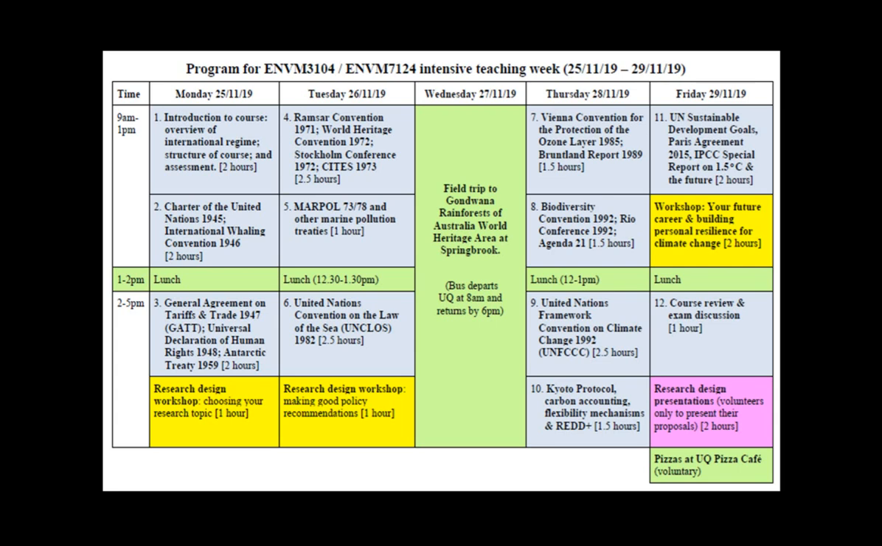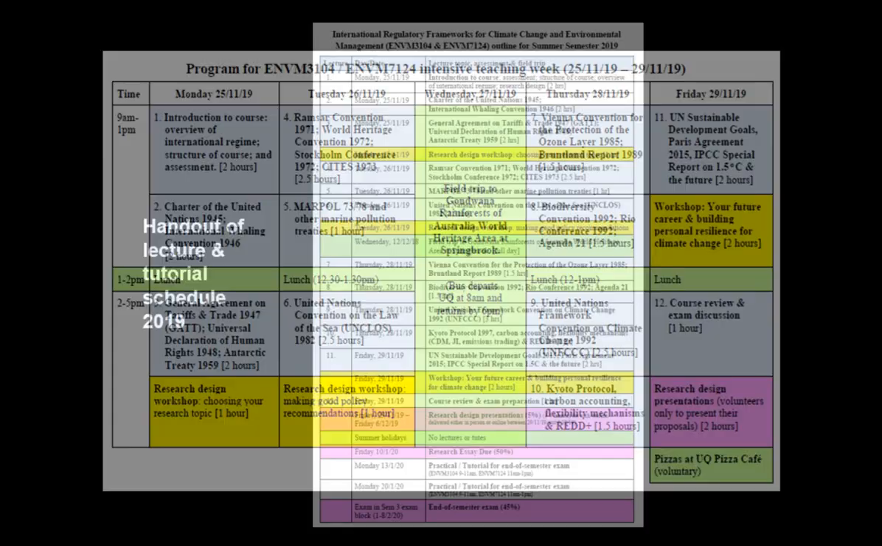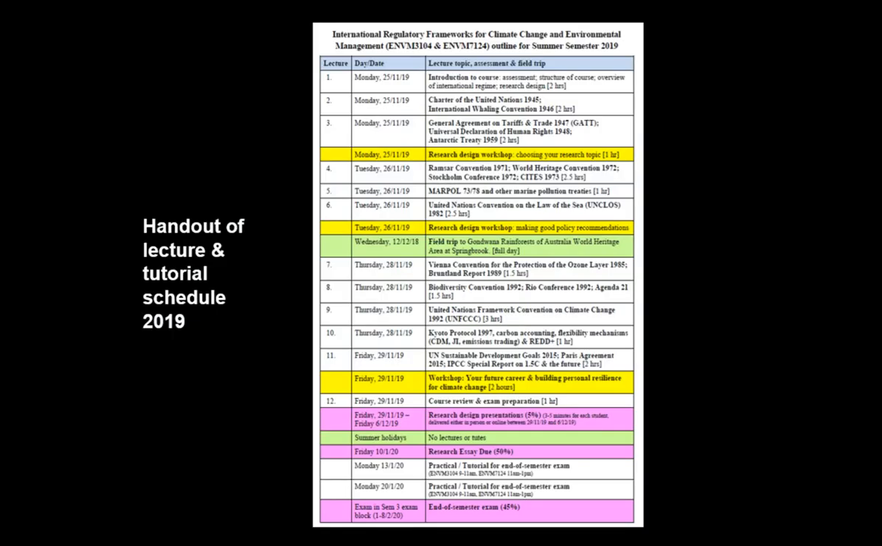And then after lunch, the General Agreement on Tariffs and Trade, the Universal Declaration of Human Rights, and the Antarctic Treaty, and then a research design workshop in the afternoon. And then tomorrow, Ramsar Convention. So essentially, just going back to this one, we're working through all of the major international treaties since 1945 in chronological order, set in their historic and political context.